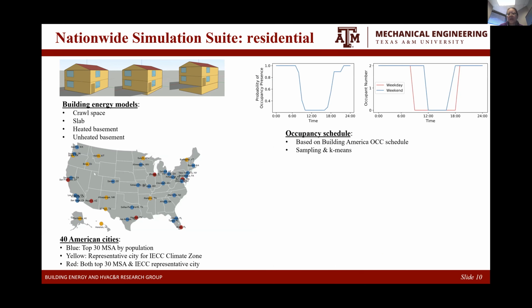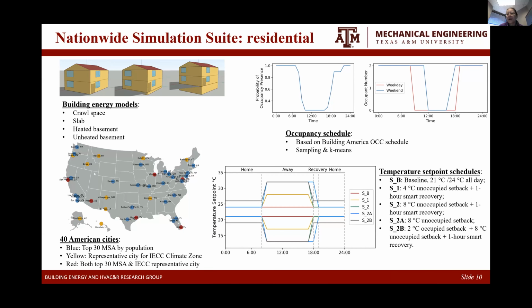And then for the occupancy schedule, this schedule is directly taken from the Building America occupancy schedule. And then we apply some sampling and k-means method to extract this schedule. For the temperature setback schedule, again, there's a baseline. That's what most people are doing right now. And then we designed 4 different advanced cases. For those advanced cases, you basically have different setbacks. So in total, there are 16,000 residential simulations conducted in this study.